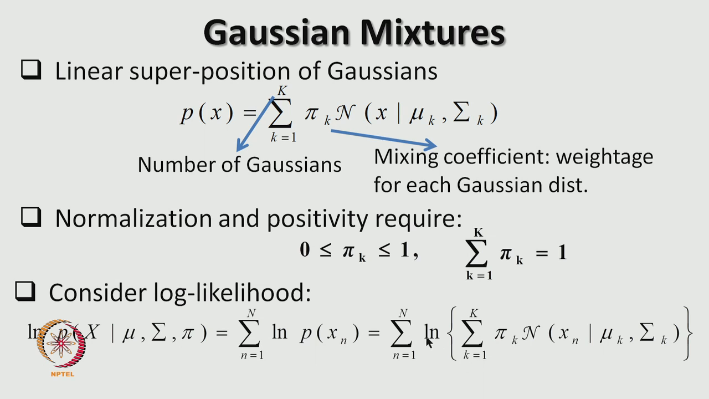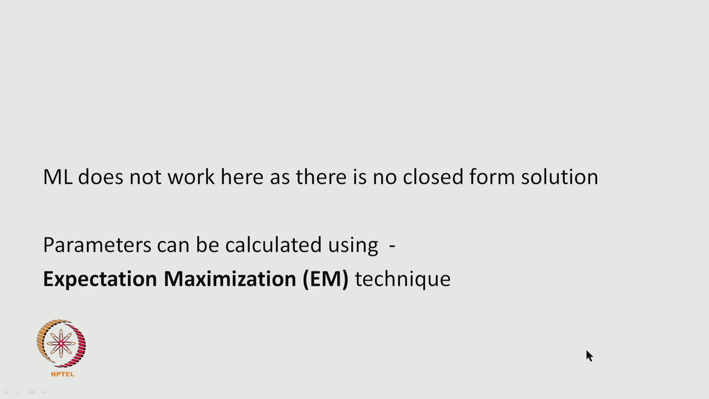Remember, inside the logarithm you have the summation over K Gaussians, and then you have it for as many samples. K is the index indicating the kth Gaussian, and n is the index referring to a particular instance or sample. Total number of samples is capital N, total number of Gaussians is capital K. This is the expression for the likelihood for a mixture of multivariate Gaussian distributions. In this case, maximum likelihood may not yield a closed form solution, and you need an iterative method of optimization, and that is what EM or expectation maximization will give you.